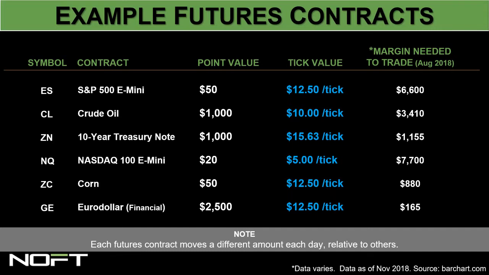And that blue right there says dollars per tick. A tick is the smallest amount of movement that a chart can make. It's kind of the equivalent of pips. Several ticks equal a point.